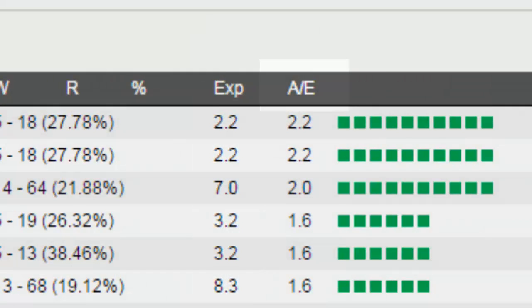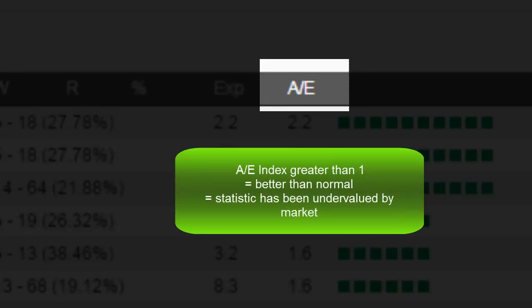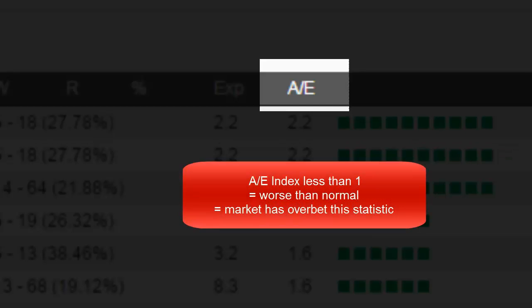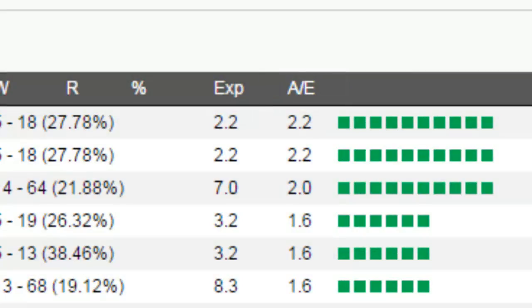By calculating an index in this way, we can use the AE index to highlight value opportunities, i.e. situations where the statistic has been undervalued by the market. So, if a stat has more winners than expected, then we have found a piece of information that we should take into consideration during our selection process. However, if a stat has less winners than expected, then we have found a weakness, an indication that this piece of information offers poor value for betting purposes.